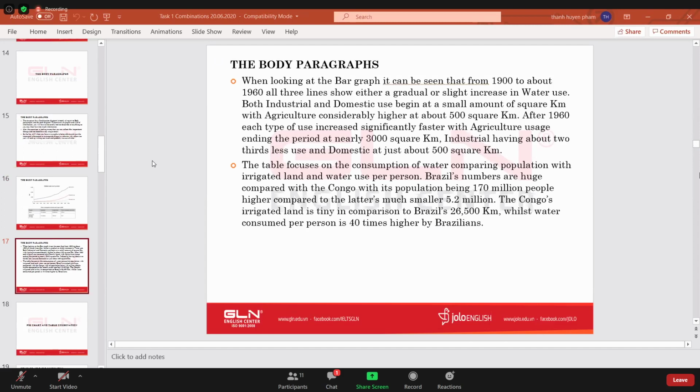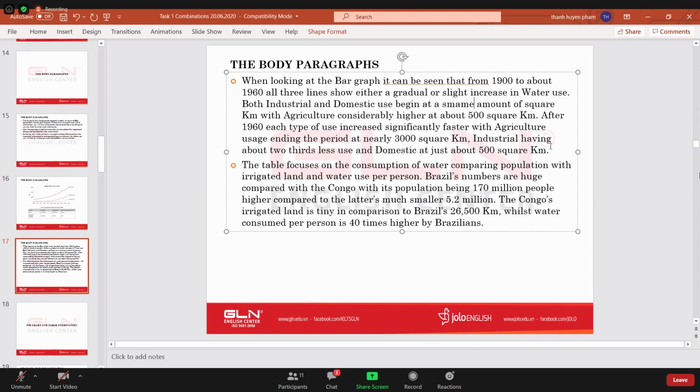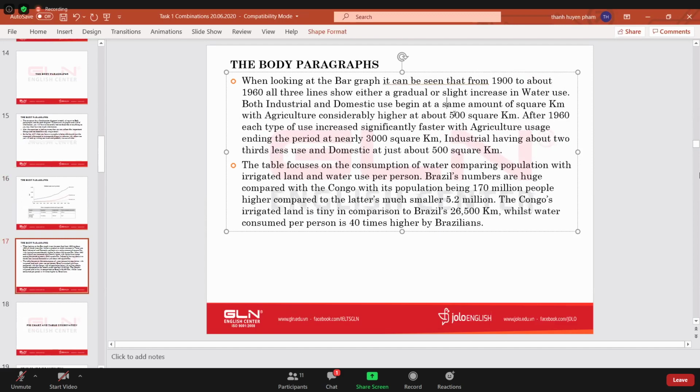Let's have a look at the next sentence. Both industrial and domestic use begin at the small. I think that should be the same amount. I think that's a typing mistake. Yeah. Just change it. Corrected. Same amount of square kilometre, with agriculture considerably higher. That's about 500 square kilometres.